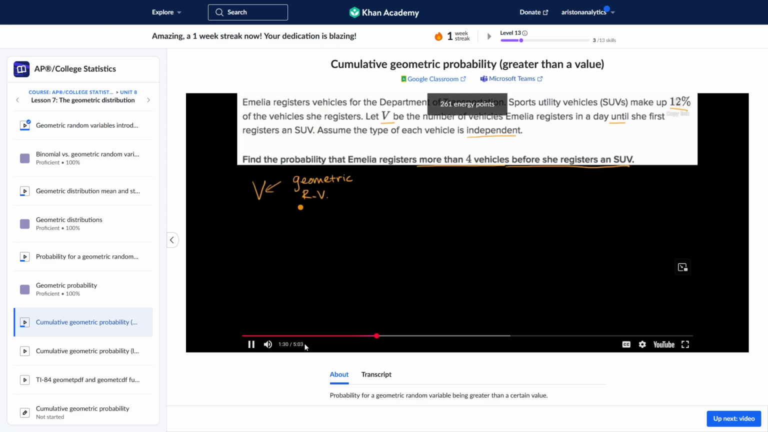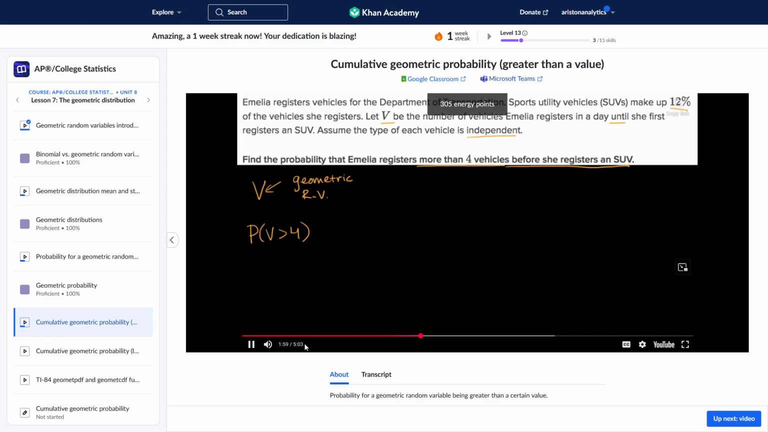Now, the reason why this is not a binomial random variable is that we do not have a finite number of trials. Here, we're going to keep performing trials. We're going to keep serving people in the line until we get an SUV. And so when they say find the probability that Amelia registers more than 4 vehicles before she registers an SUV, this is the probability that V is greater than 4.